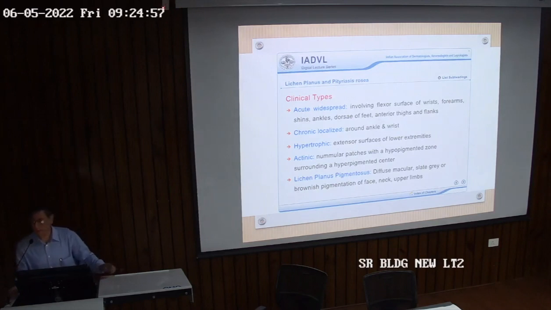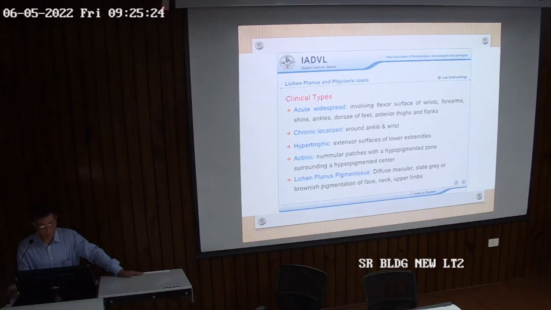Actinic means sun induced. So sun induced lichen planus usually will be over the exposed parts, over the face and other exposed regions of the body. So nummular patches with a hypopigmented zone surrounding a hyperpigmented center. So it will be hyperpigmented or violaceous, and there will be a ring of hypopigmentation all around. So this is a classical form of lichen planus induced by the sun.